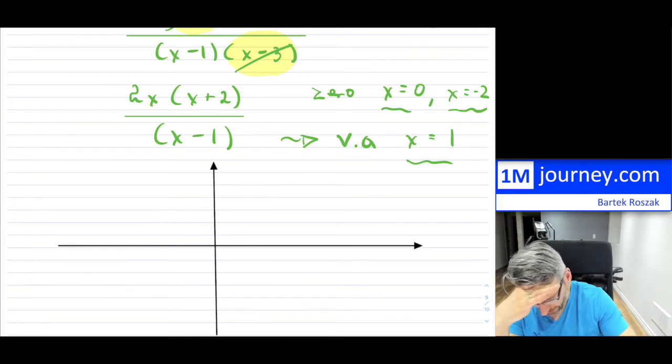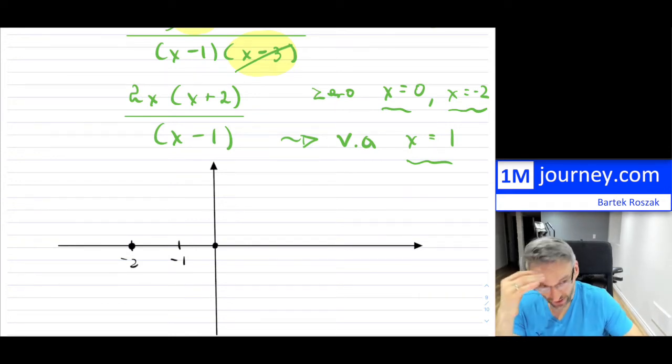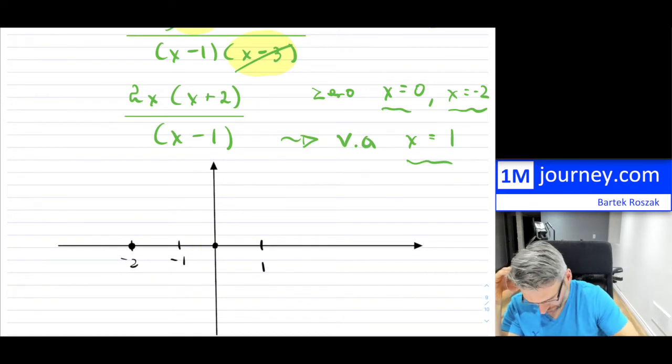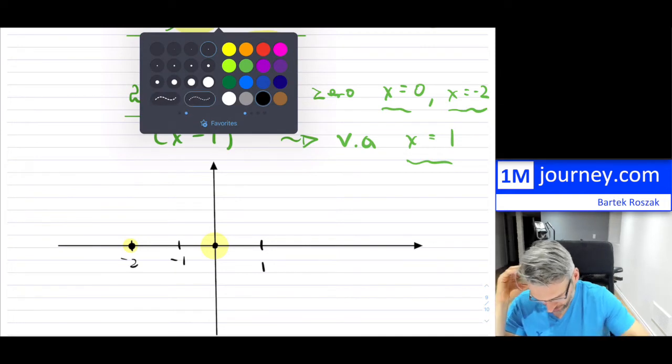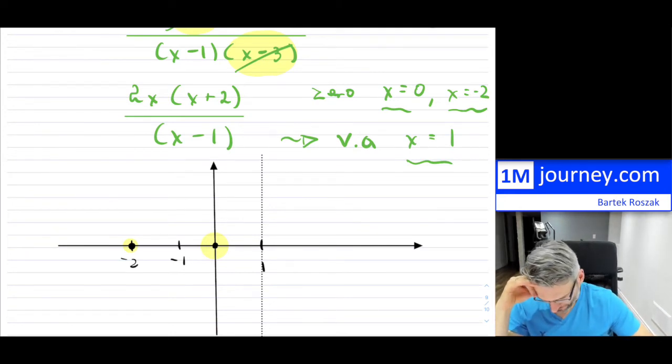So what do we have? At x equals 0, we have a crossing there. At x equals -2, so -1, -2, we also have a crossing there. So that's what we have so far. Now, at x equals 1, I'm going to just draw this in. We have a vertical asymptote going through right there.